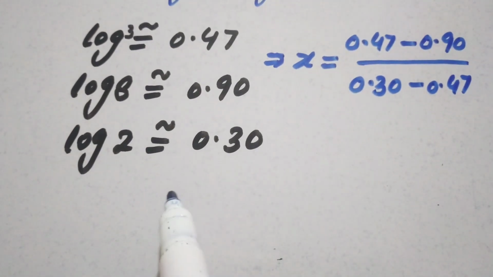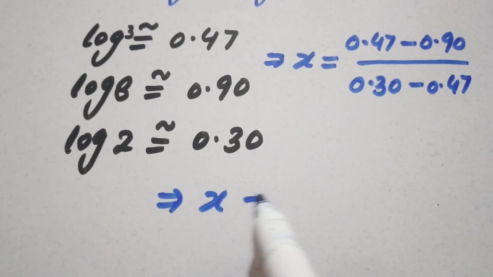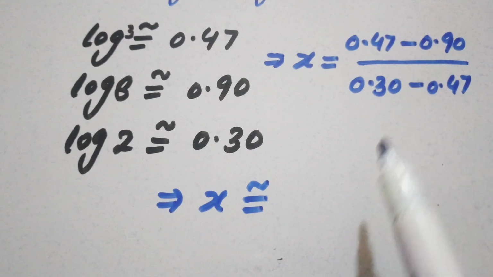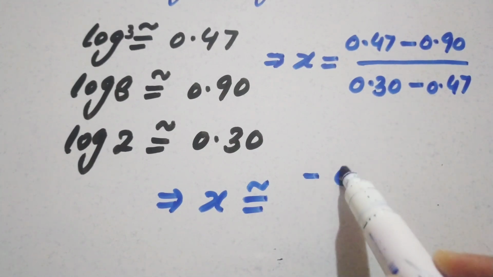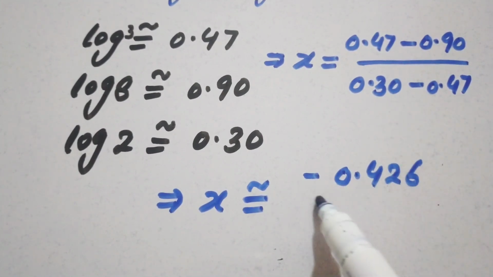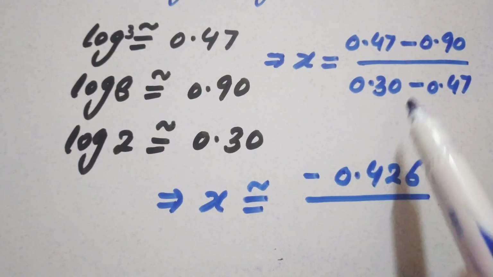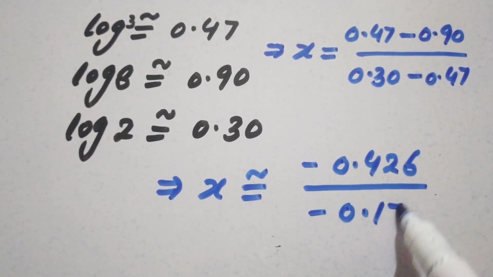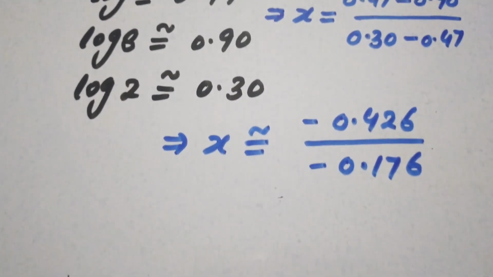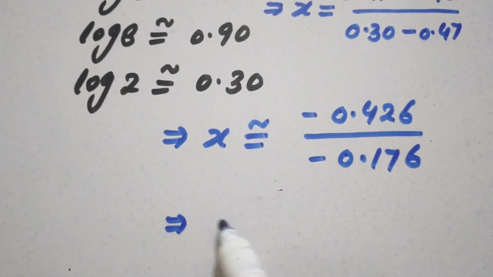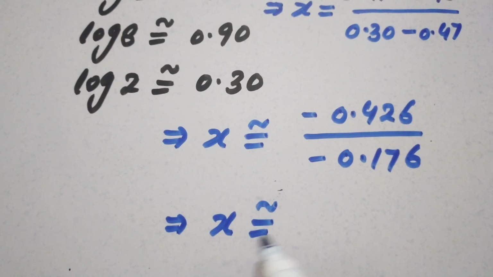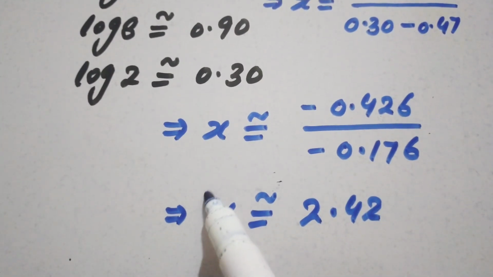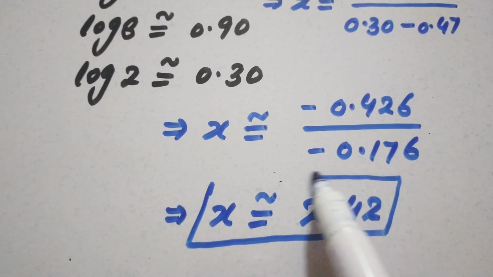So now this x will become 0.47 minus 0.90, this is minus 0.426, divided by 0.30 minus 0.47, we get minus 0.176. So dividing these numbers, we get x is equal to 2.42. This is the approximate value of x.